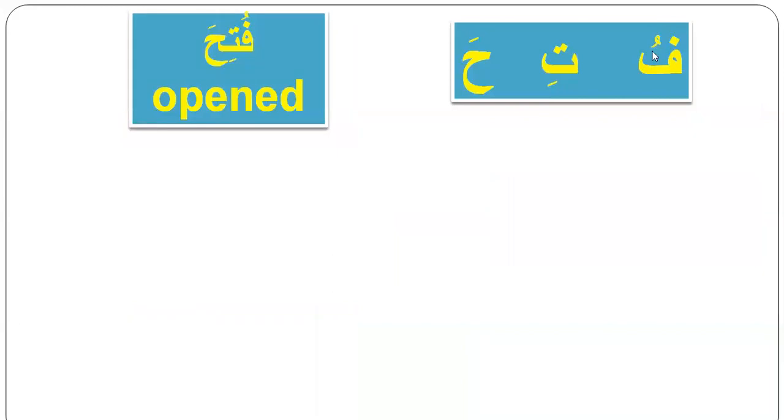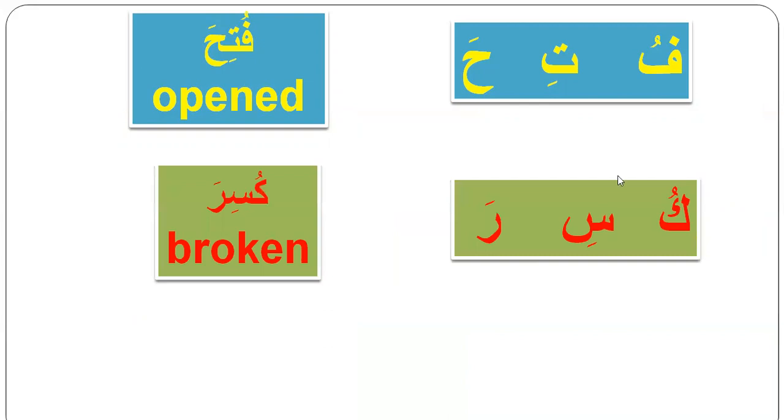Next we have fa with ضمة. It's فو. تا with كسرة تي. ها with فتحة ح. فو تي ح. فتح. Opened. كاف ضمة كو. سين كسرة سي. را فتحة را. كو سي را. كسر. Broken.